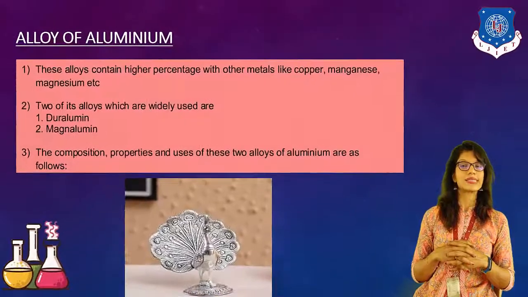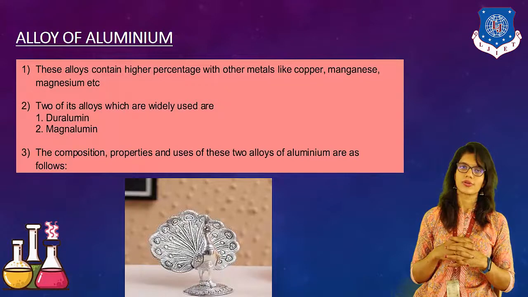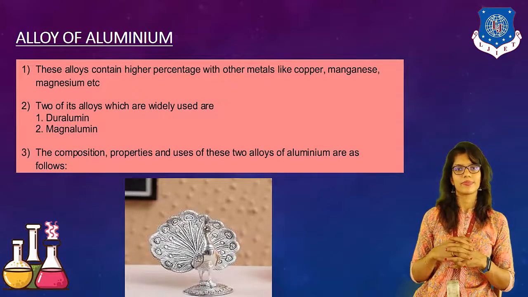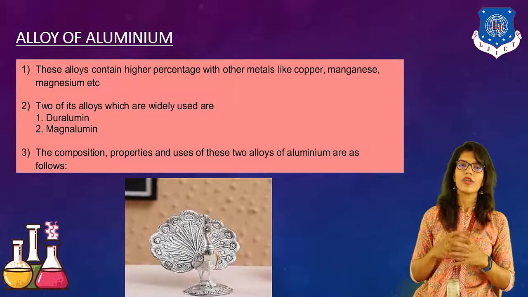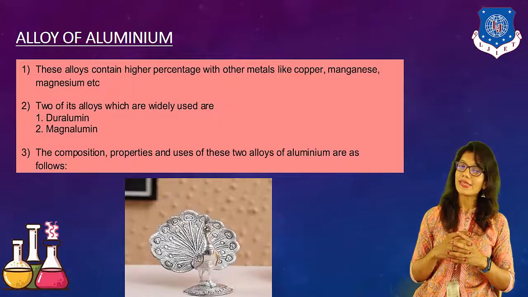Now, let's take a look at the alloys which are commonly used. The first one is the alloy of aluminium. Such alloys contain a very high percentage of aluminium with other metals like copper, manganese, magnesium, etc.